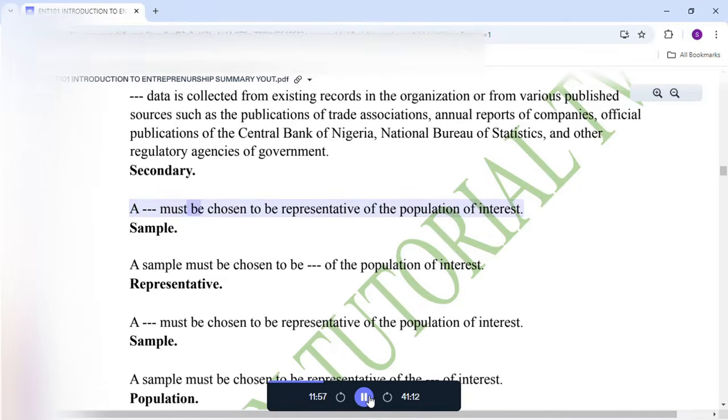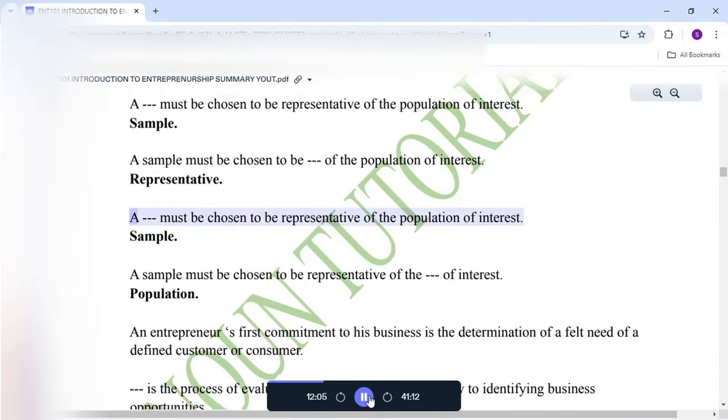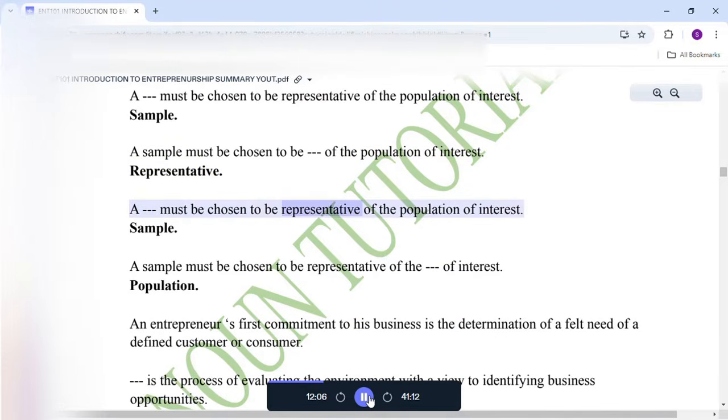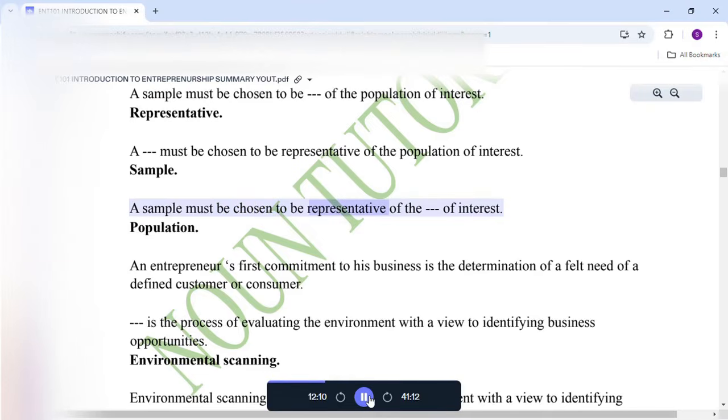A sample must be chosen to be representative of the population of interest.